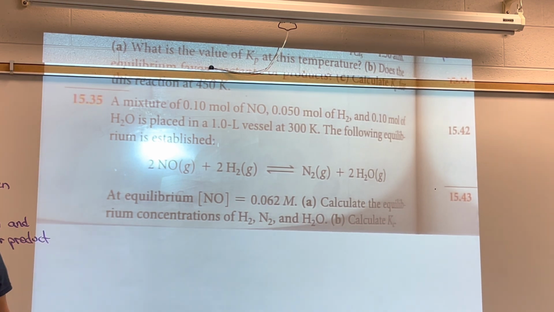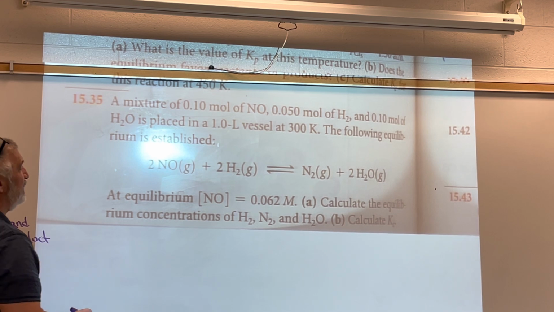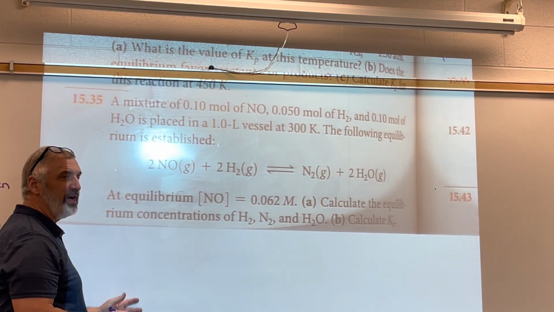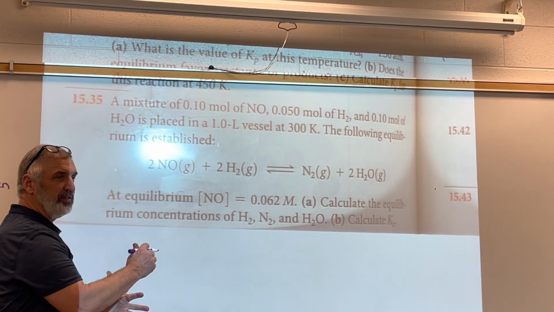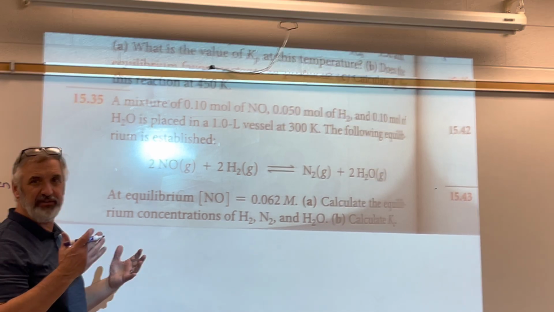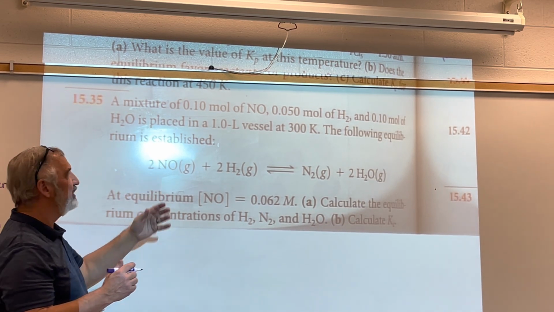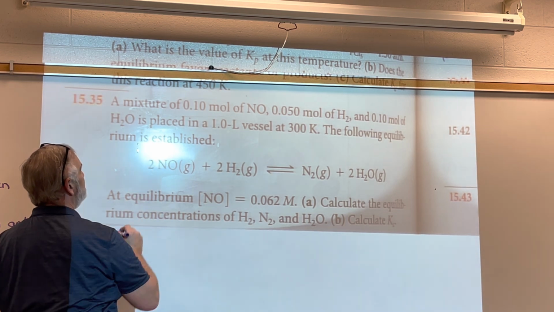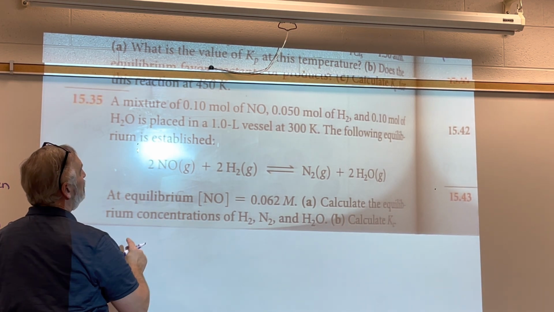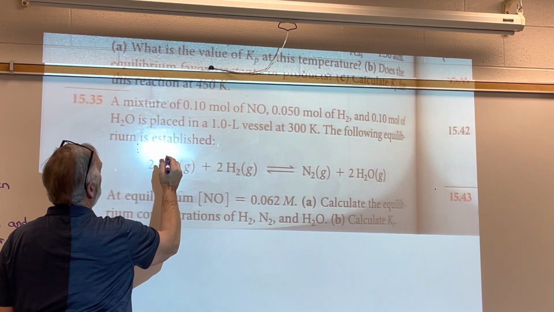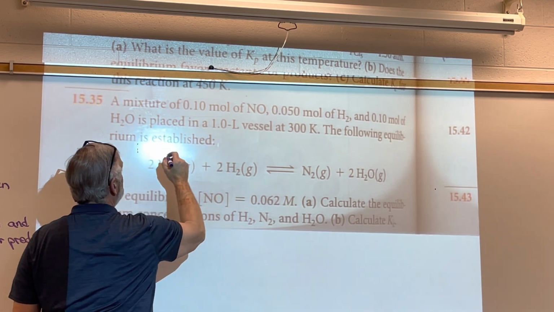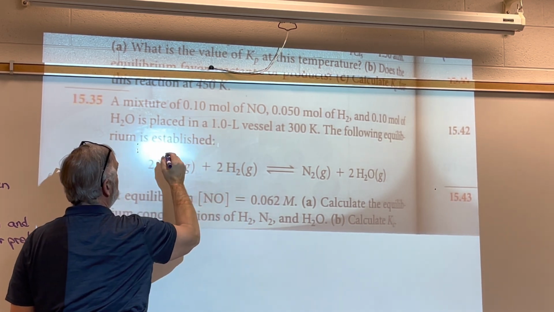All right, because we're going to do what's called ice tables. Initial, change, equilibrium. Now, a lot of teachers have you actually draw out the ice tables and do all that. I like to be efficient, so I make my ice table right around the equation. I go with my initial concentration, I. It tells me a mixture of 0.1 mole, and that's in 1 liter, so the moles and molarity are going to be the same.